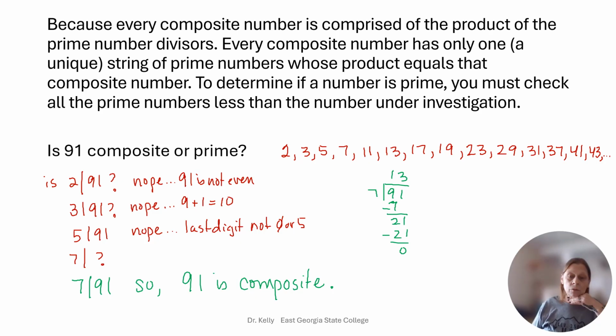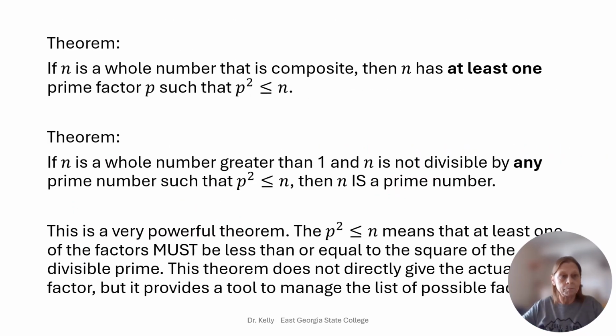But you could see, what if this was the number 9,991? This could be pretty tedious, and so that brought us to this next theorem. If n is a whole number that's composite, that means that it is made up of more than one prime number multiplied together, then n has at least one prime factor, p, such that p squared is less than or equal to the original number.